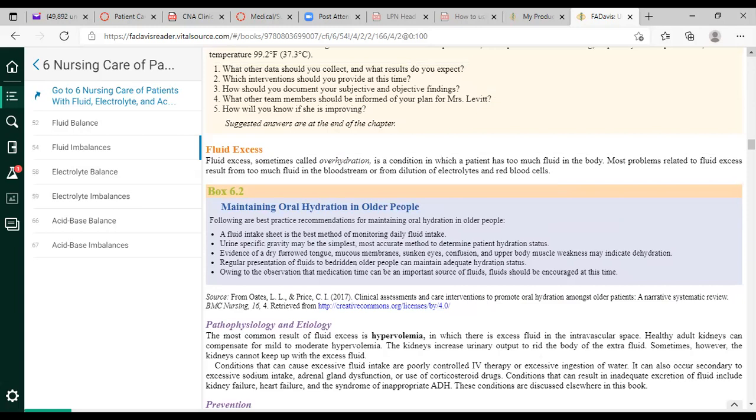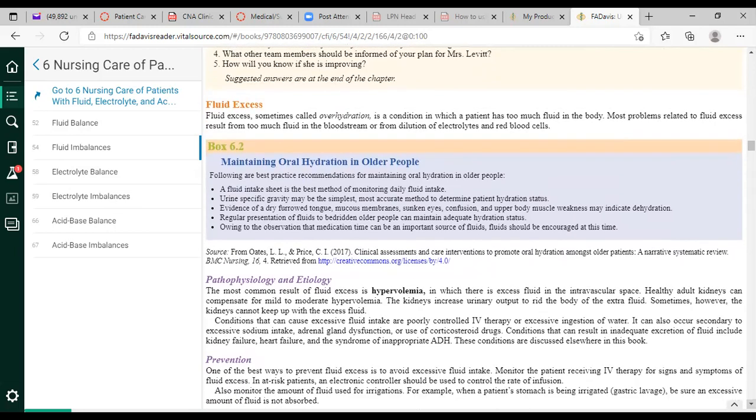And it talks about fluid excess. And fluid excess is another term, or terms for fluid excess would be fluid overload, or hypervolemia.